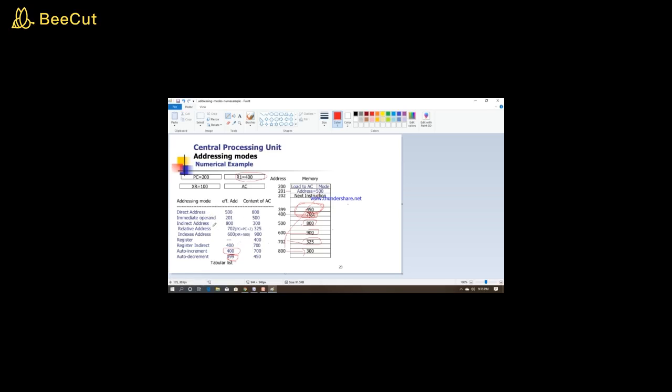Direct address, immediate address, indirect address, relative address, index addressing, register indirect, auto increment, auto decrement. These are the things you have to remember about the addressing mode. What is addressing mode? Why is addressing mode so important? What is the role of the addressing mode? It is important in computer organization, architecture, the role of the microprocessor, everything.